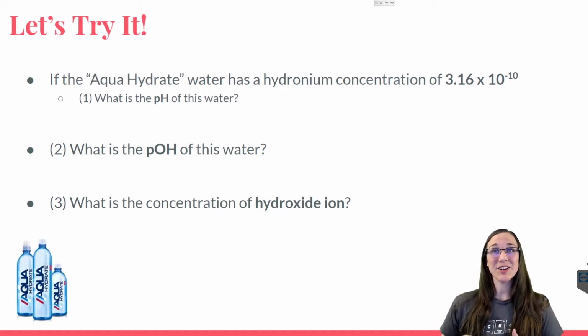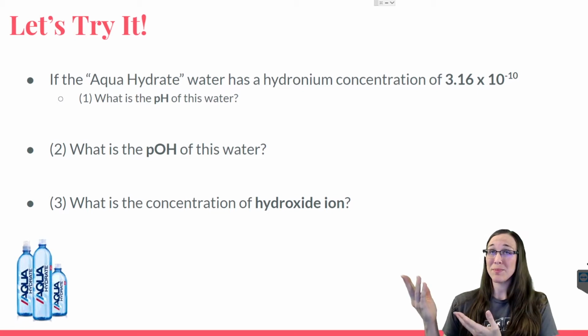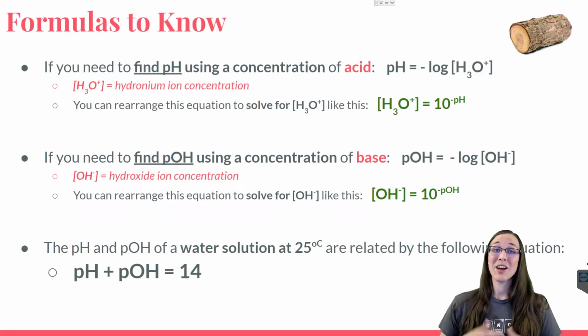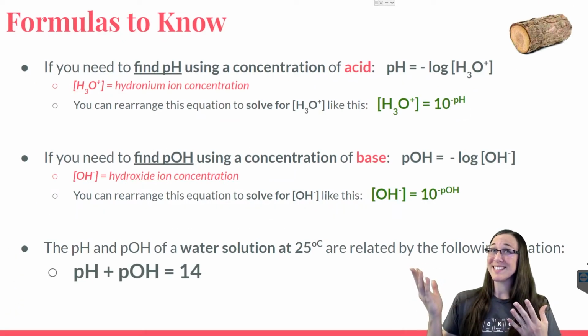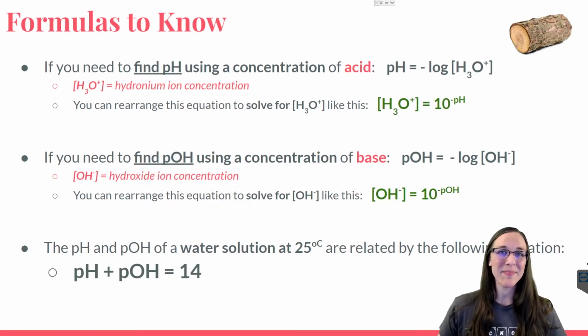In this lesson, you'll learn how to calculate for pOH, pH, and concentrations of hydroxide or hydronium ions, according to all of these equations. Let's dive into some acid-base calculations. Stick around to see how it's done.